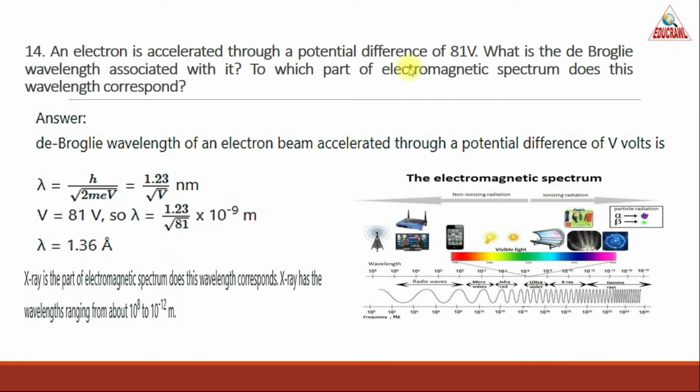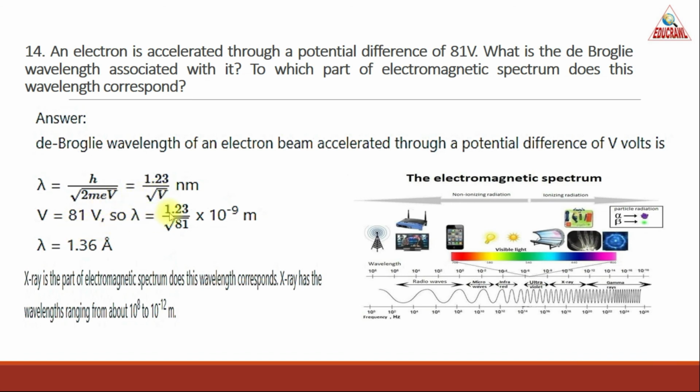An electron is accelerated through a potential difference of 81 volt. What is the de Broglie wavelength associated with it? To which part of the electromagnetic spectrum does this wavelength correspond? Hence, the de Broglie wavelength of electron is given by lambda is equal to h by square root of 2 m e V. Hence, we know that lambda is equal to 1.23 by square root of V, where V is the potential. The remaining terms are constant, so it is not written.